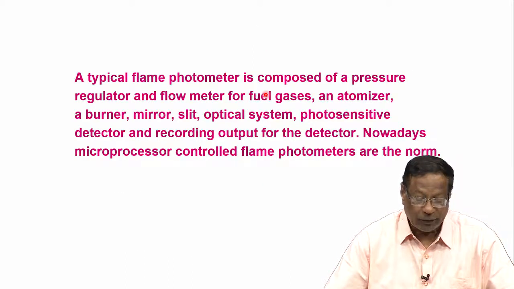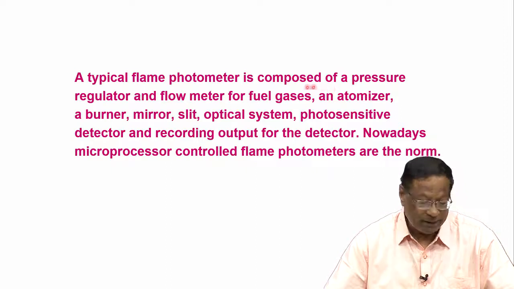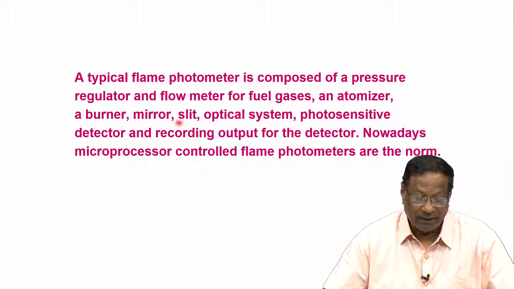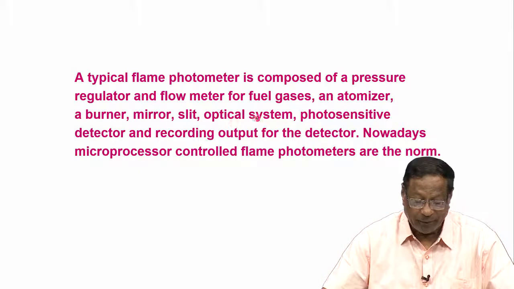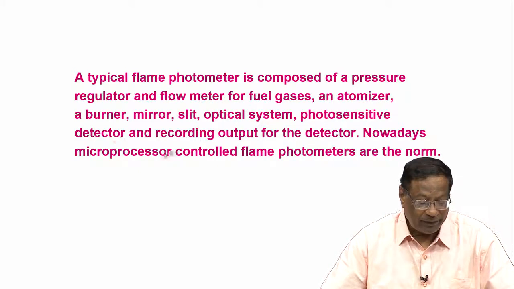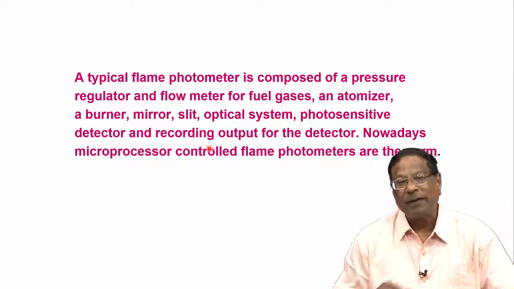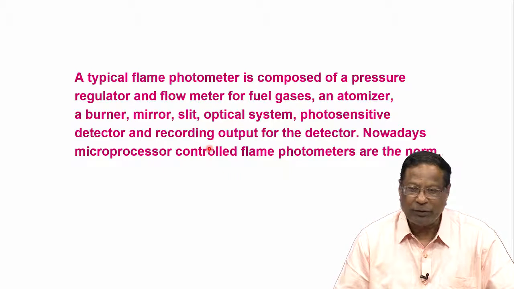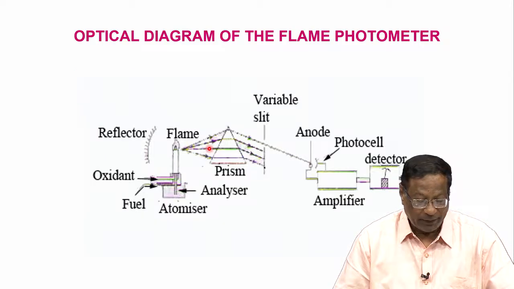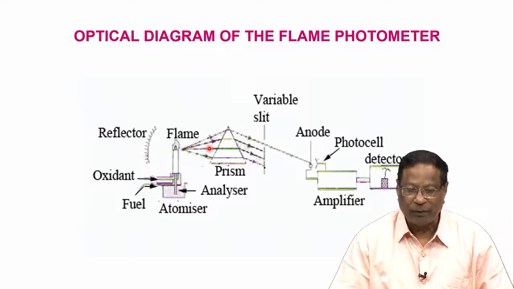So, a typical flame photometer must be composed of a pressure regulator, a flow meter for fuel gases, an atomizer, a burner, a mirror and slit, that is, an optical system, and a photosensitive detector and a recording output. Nowadays microprocessor controlled instruments are available which will do most of the jobs at the push of a button or turn of a screw. So, this is the typical arrangement of a flame photometer.